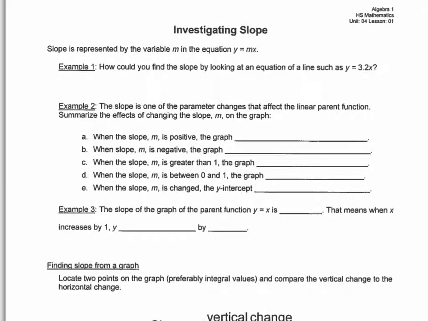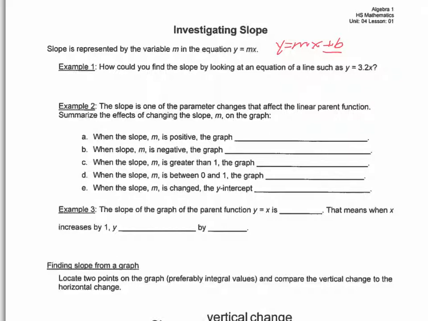Okay, so slope is represented by the variable m in the equation y equals mx. Now, the equation of a line extends past that. We talked about this on Thursday. The equation of a line is truly y equals mx plus b. And I told you not to worry about the b because we would talk about that next week, which is still true. Okay? On November 3rd, which is next Monday, we will talk about the b value.